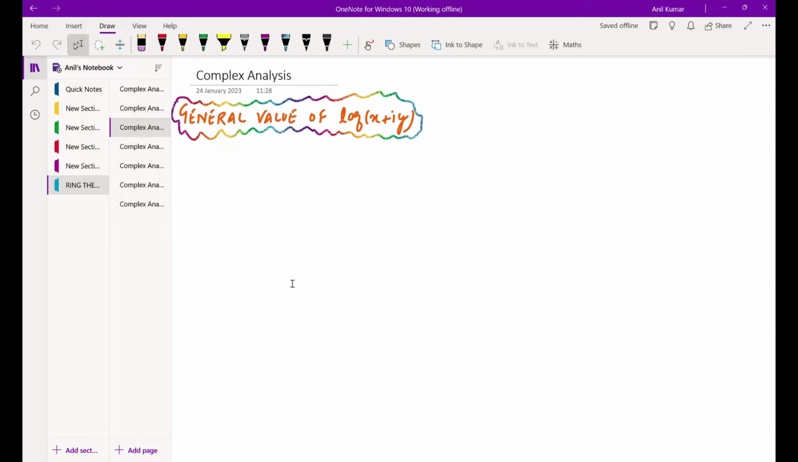लॉग ऑफ x प्लस आयोटा y टू द बेस e, exponential, right? So as we discussed in the last video, how to find out the principal value of log of x plus iota y to the base e.